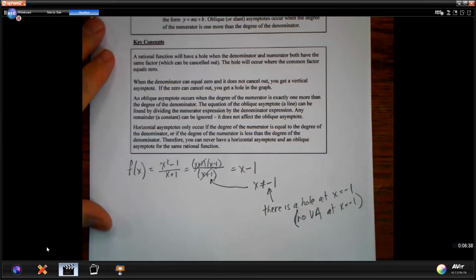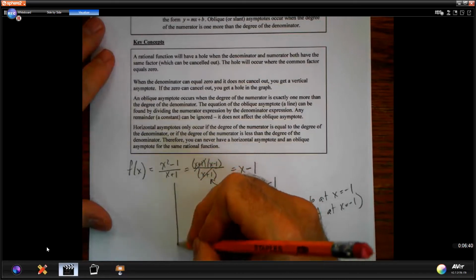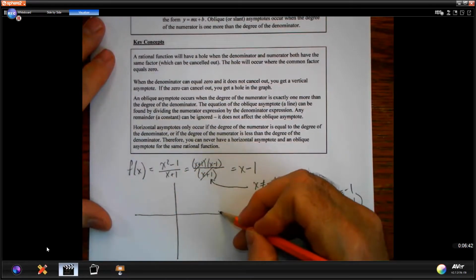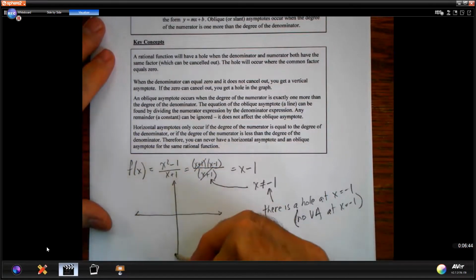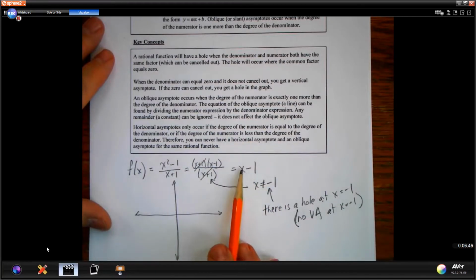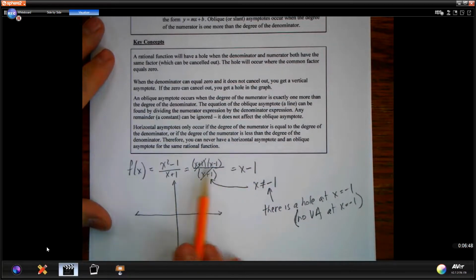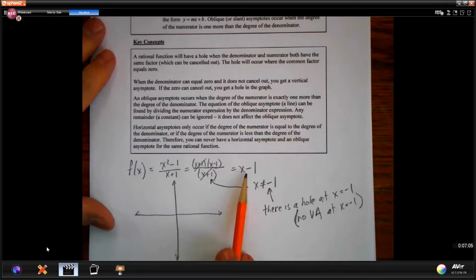Okay, so what would this look like on a graph? We can start off by just graphing. The first thing we look at is, is there any vertical asymptote? Well, not anymore. So there's no vertical asymptotes. There's actually not even a horizontal asymptote in this situation, because it's no longer a rational function. It's just a linear function with an asterisk because of the hole.